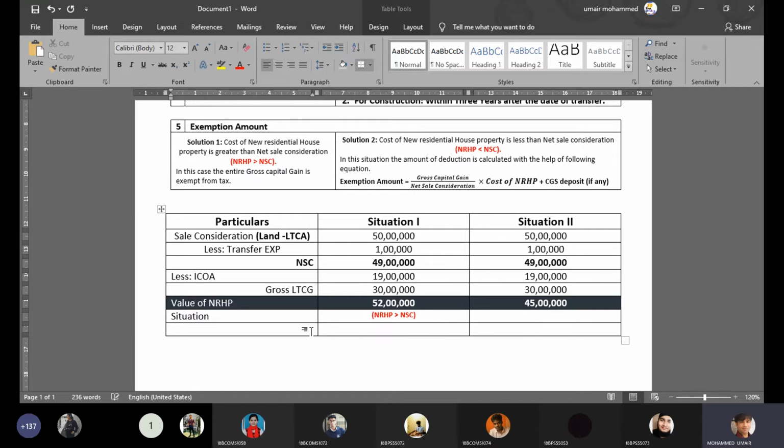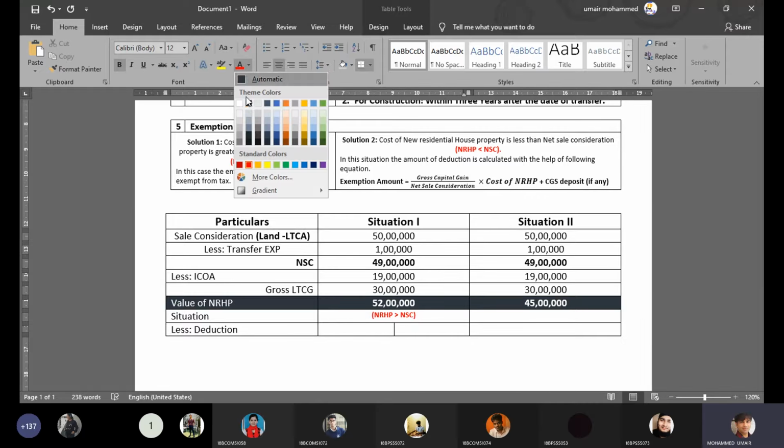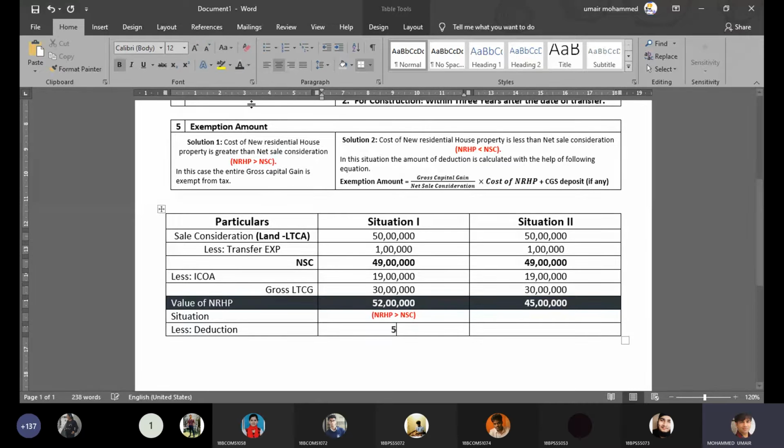So what will happen is, less deduction. You can deduct the entire amount. What is the value of new residential house property can be deducted. So the value of new residential house property is 52 lakhs. So you directly deduct 52 lakhs here. And after deducting 52 lakhs, what is left out? Taxable long-term capital gain. Left out amount is nil. That's it. Simple. Because the logic is simple.